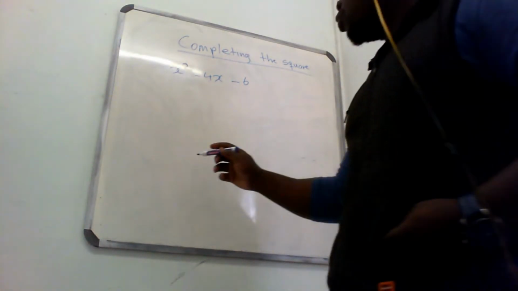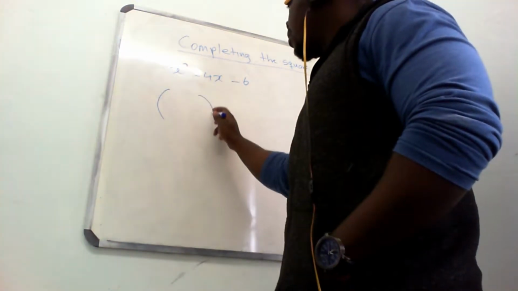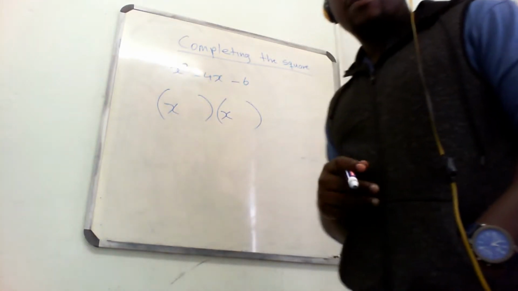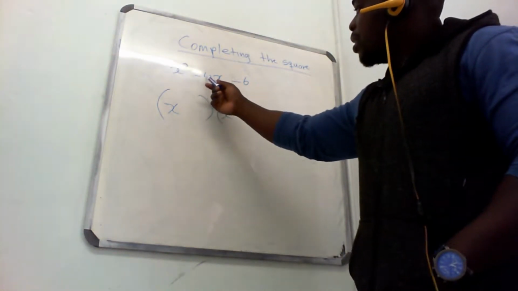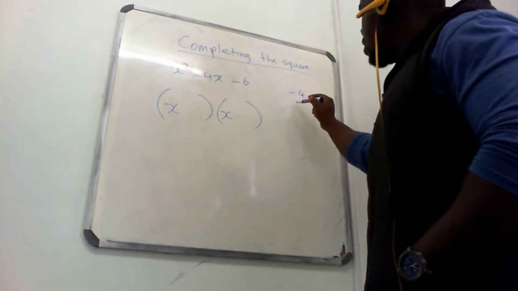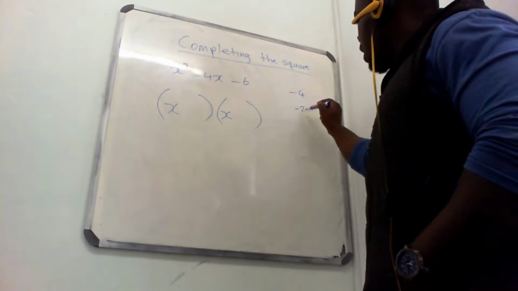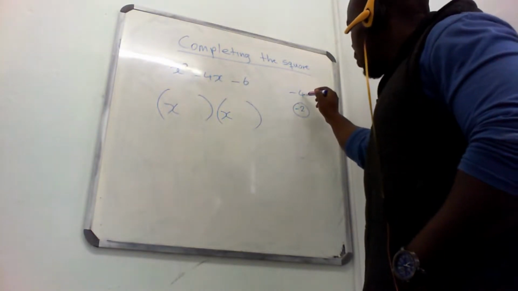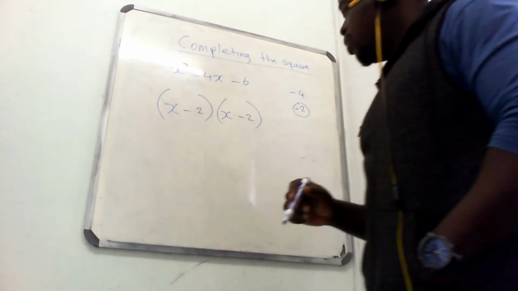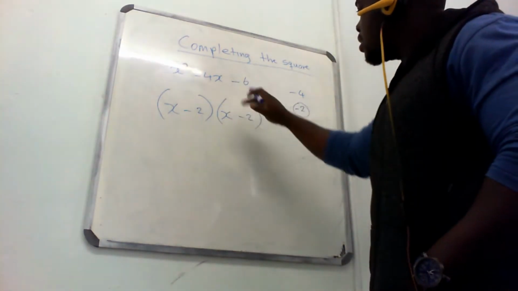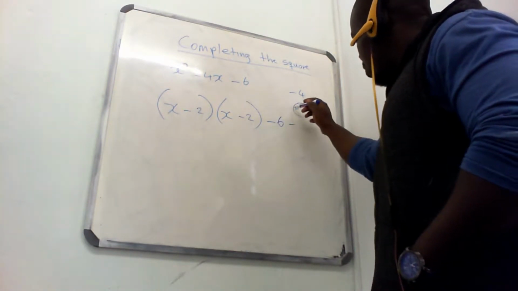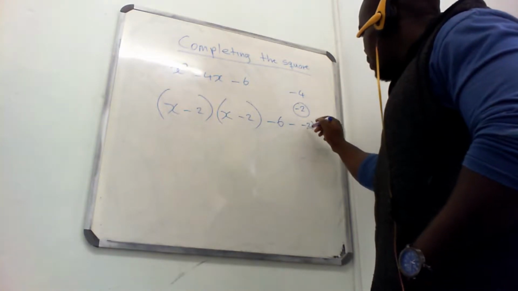So what you do is you put your two brackets, and then x here and then x here. Then you take the coefficient of x, this is negative 4. Half of it will be equal to negative 2. So this value, which is half of negative 4, will be the one in this bracket: negative 2 there and negative 2 there. And remember that there was a 6 here, so you put your negative 6. And then you subtract the square of this value, negative 2.